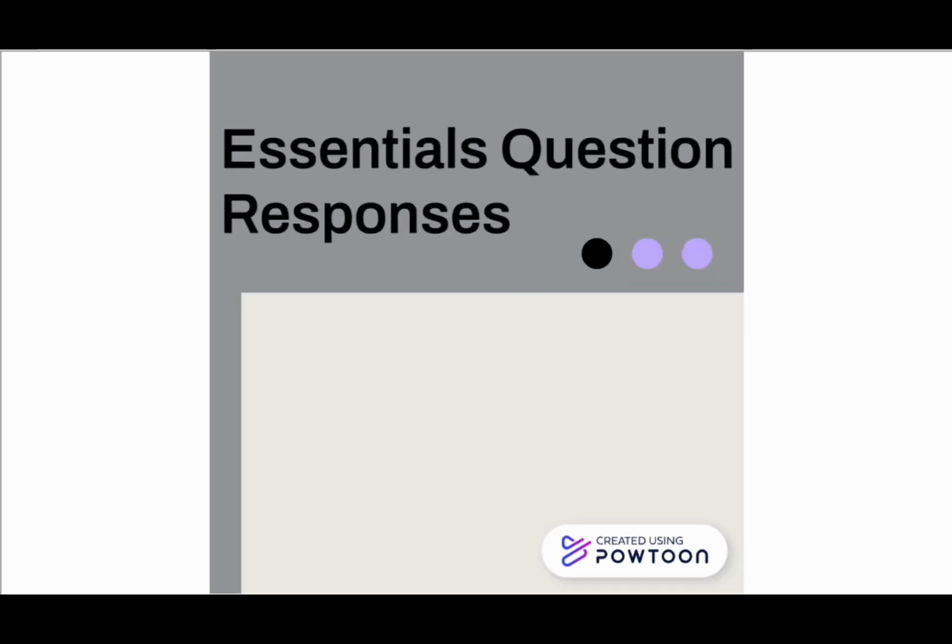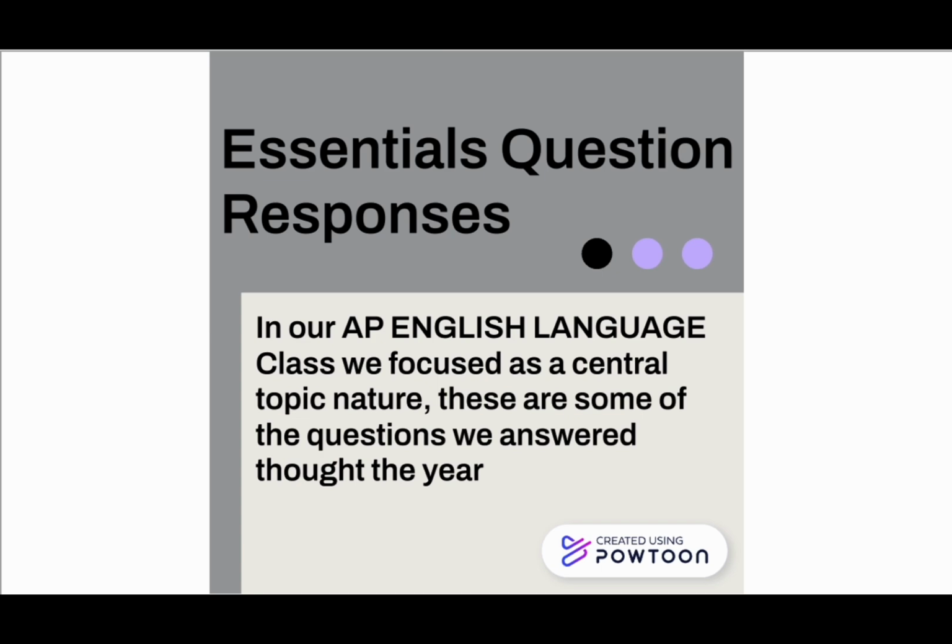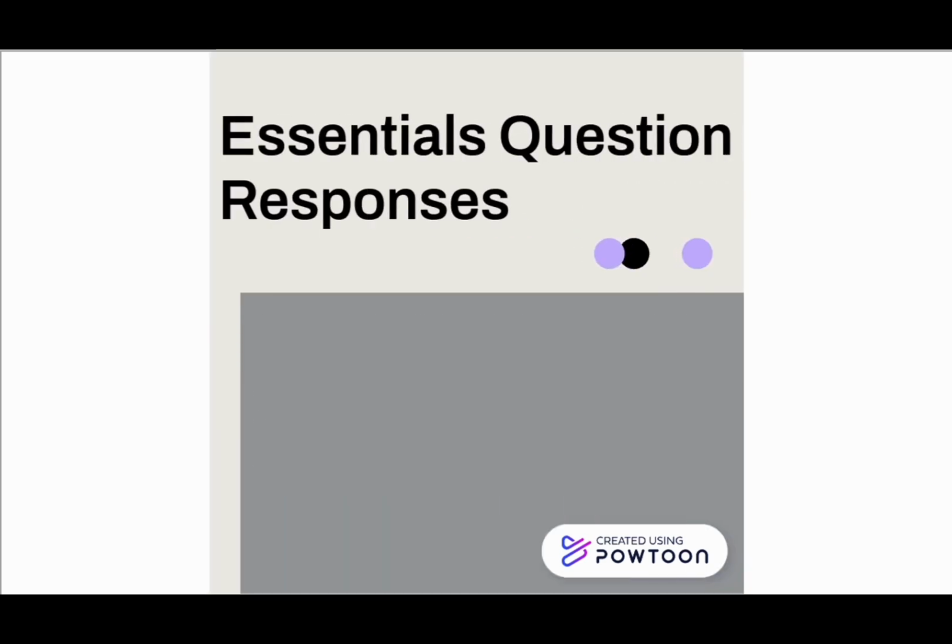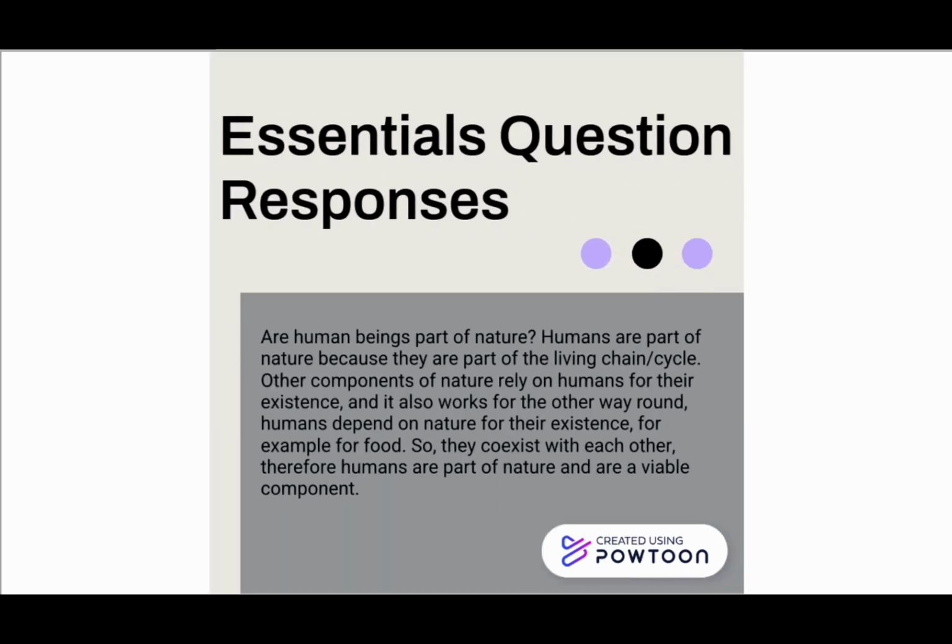Essential question responses. In our AP English Language class, we focused on nature as a central topic. These are some of the questions we answer through the year. Are humans part of nature? Humans are part of nature because they are part of the living chain cycle. Other components of nature rely on humans for their existence, and it also works the other way around. Humans depend on nature for their existence, for example, for food. So they coexist with each other, therefore humans are part of nature and are a viable component.